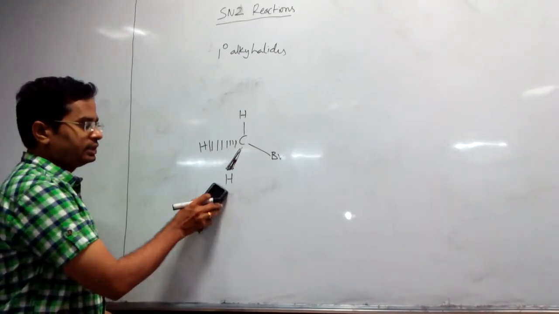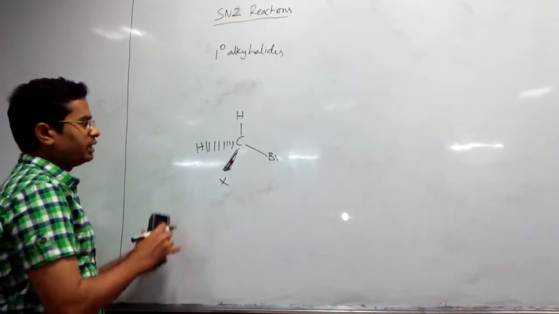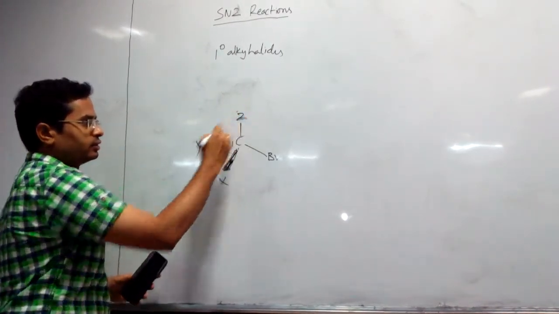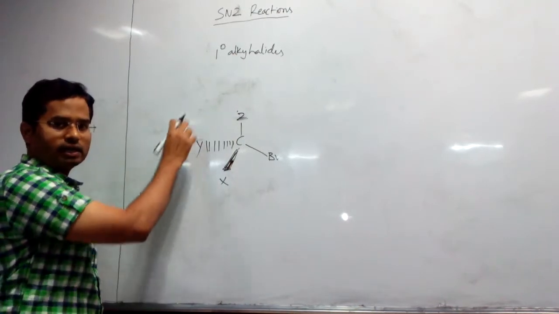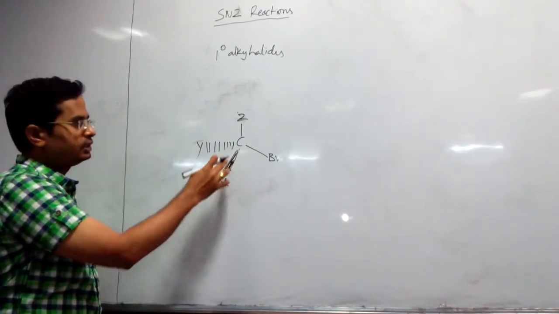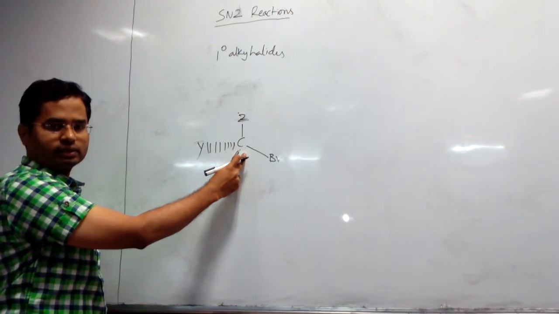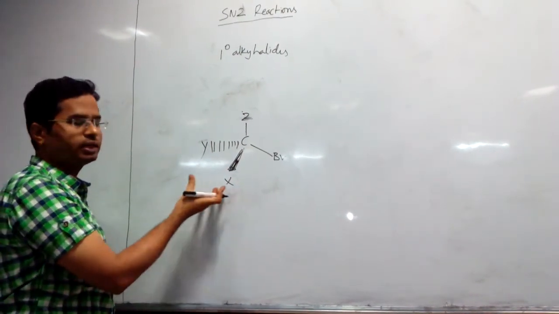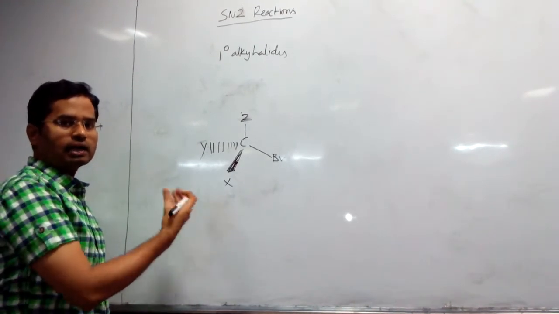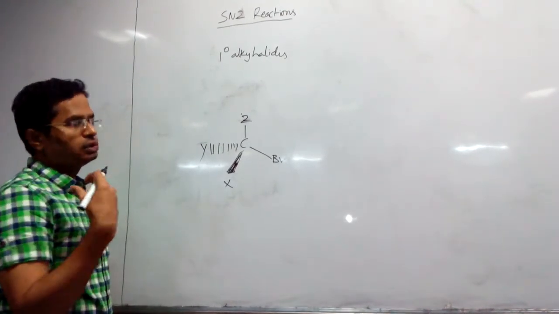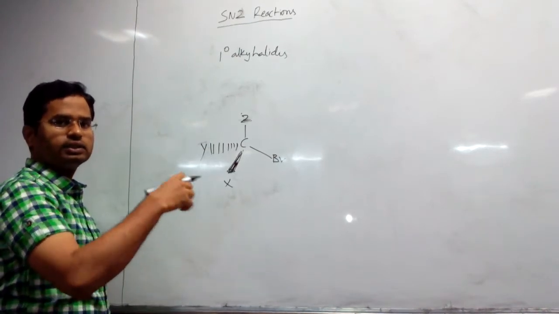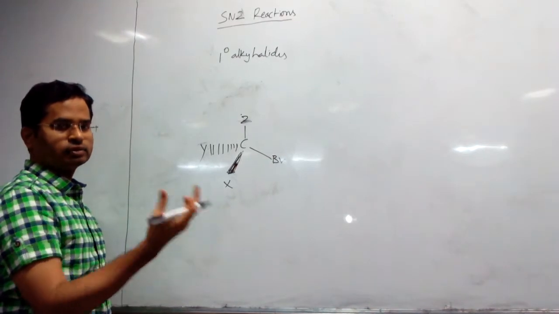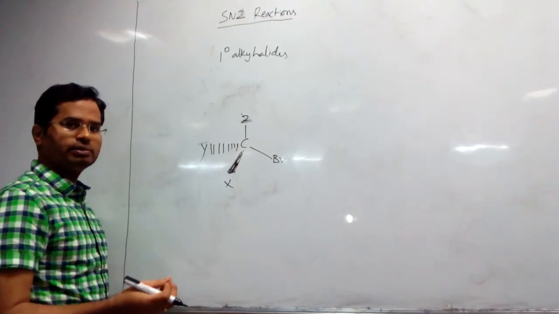But I am replacing this hydrogen with X and Y and Z. Why? Because when all the groups are hydrogens, this carbon is not an asymmetric carbon. When the carbon is not asymmetric, we cannot have optical isomers, R and S. I will show how one configuration changes to the other configuration, R changes to S or S changes to R. So for that I have to take an asymmetric carbon.